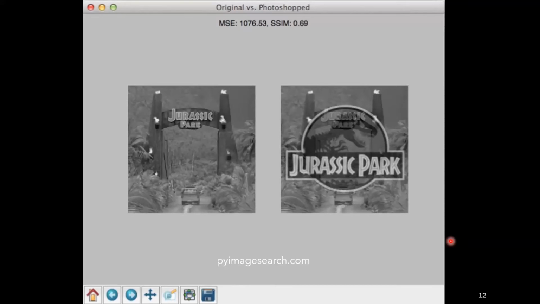So this is a comparison between the mean squared error and the SSIM. On the left, you just have this image of Jurassic Park, and on the right, you have the image of Jurassic Park with the Jurassic Park logo overlaid on it. The MSE for this is 1076 and the SSIM is 0.69.